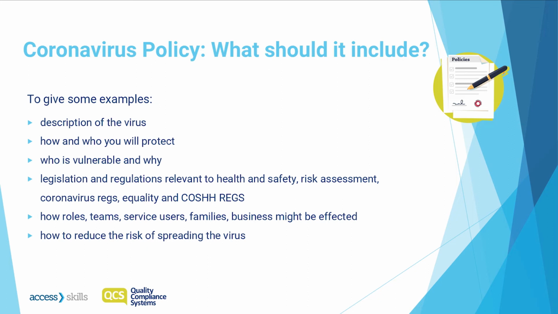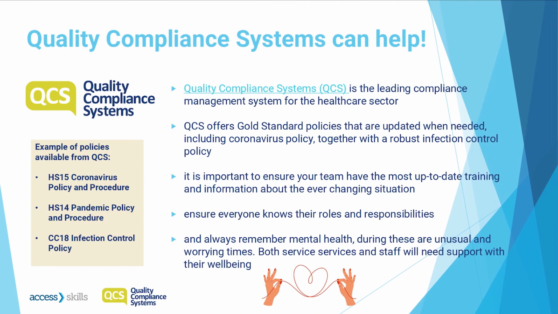A description of hand washing should be included, social distancing, what to do if service users or staff report symptoms, rubbish disposal, how to raise concerns, working from home or doing adapted working, your policy on visitors, at-risk groups. If your policy does not contain this or you need guidance, please use the QCS policy. QCS is a compliance system, quality compliance systems. They provide policy and procedure that shows you how to keep up to date with all the legislation and regulation changes you need to meet.